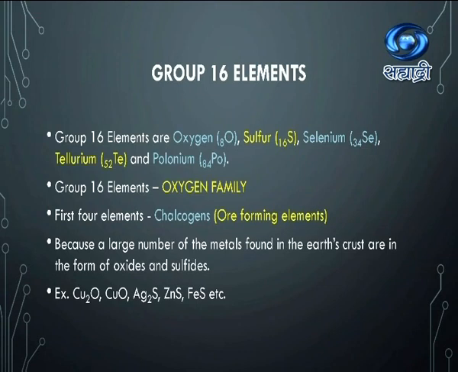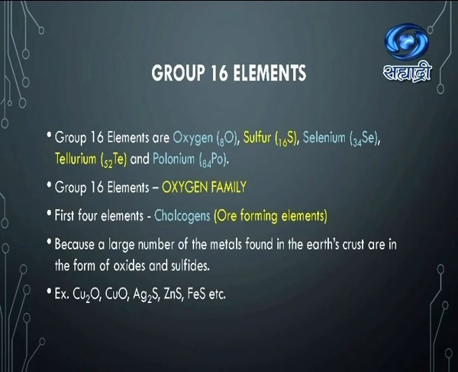Here are their symbols, with the atomic numbers also given. As this group starts with oxygen, the family is called the oxygen family, or these are the members of group 16, also called oxygen family members. The first four elements are called ore forming elements. The word used is chalcogens.